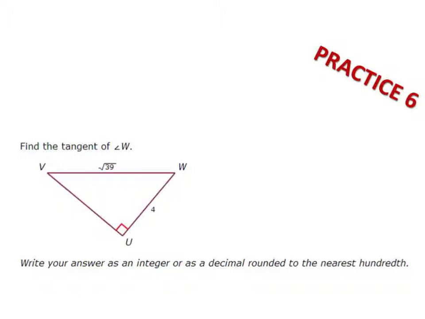So square the hypotenuse minus the square of the leg, then find the square root of that answer, and then you're going to set up your ratio and divide. Come see me if you aren't sure how to do this. It's pretty easy.